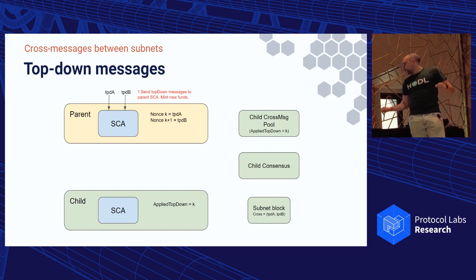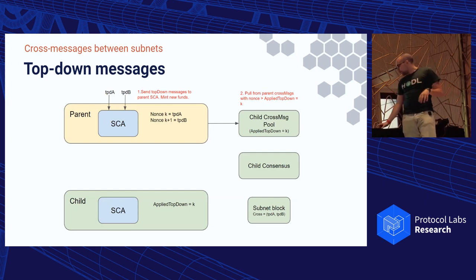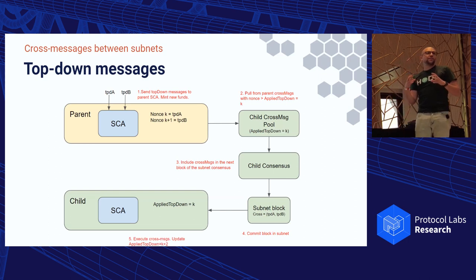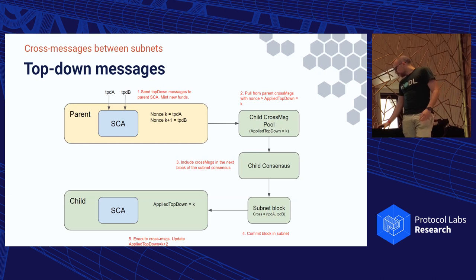When these messages trigger the state change, and this is the event that I was mentioning, the cross message pool from the child will see that there are messages with new nonces that haven't been applied, so it will propose them as a plain message in the block. It goes through the consensus, the block is committed, and then when it needs to be executed, you have a way of identifying that it's a cross message. So you apply the message in the SCA before executing the message, and this triggers the state change in the corresponding setup.